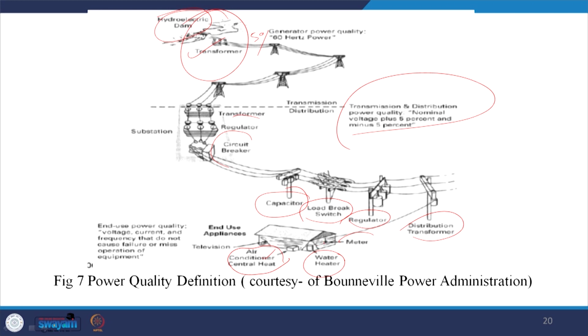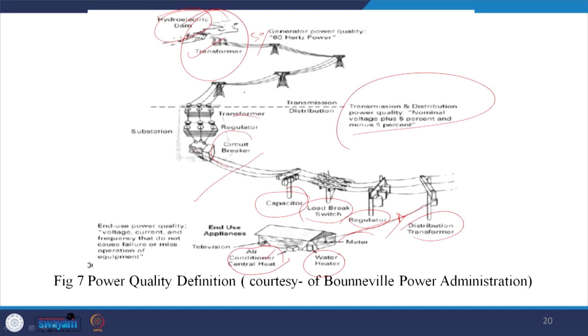If by some problem you get corrupted power, then your equipment will not last long or will malfunction. Thus we need to ensure that power quality is maintained from this point to this point, but mostly it is restricted to the distribution system. The transmission system does not have much problem with power quality apart from voltage sag.